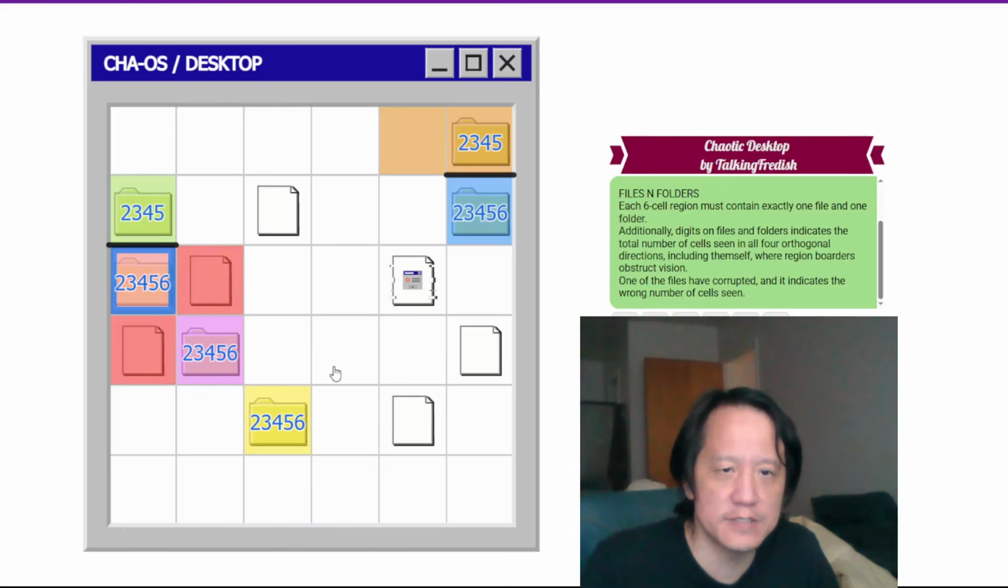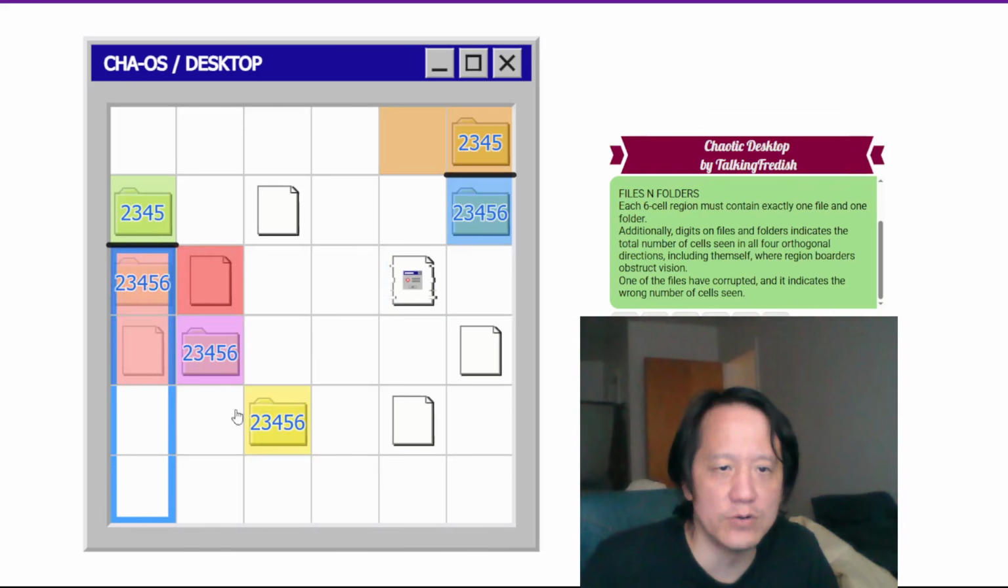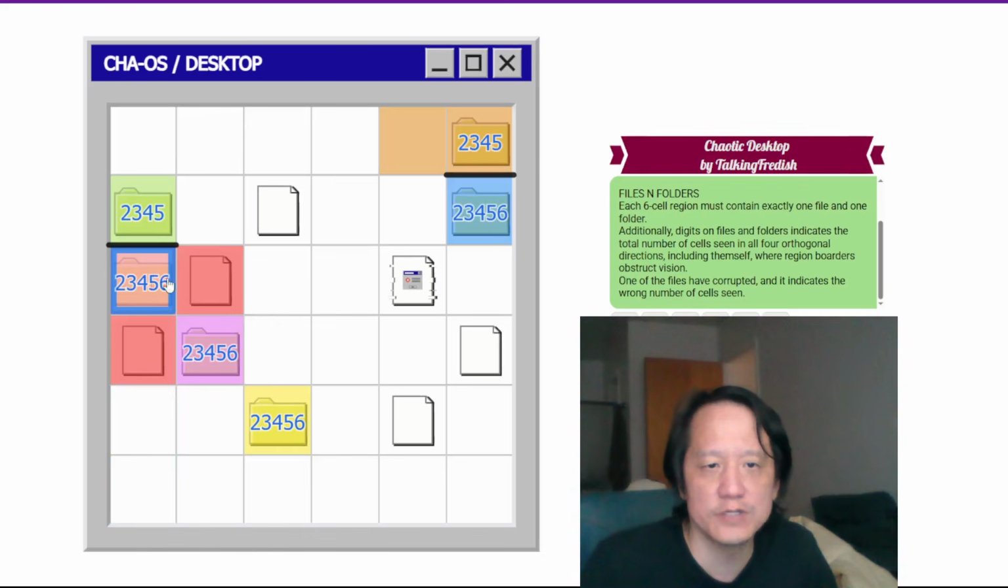So this cannot see 6 cells. If it goes here, it cannot have a paper in the other cell, or in the file in the other cell. And it can't go 6 this way, because we're blocked by another paper. And this can go only 4 this way. So this can be 4 going at most here, or at most here.